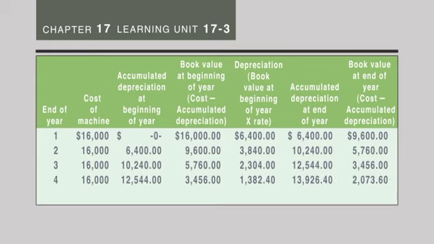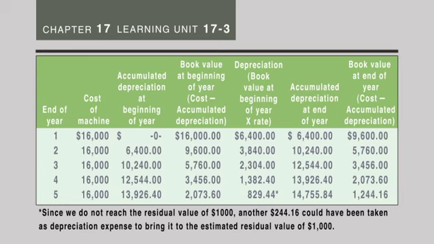In year 4, we still have the machine costing $16,000. We take the accumulated depreciation at the end of last year, which becomes the beginning, the $12,544. We take the book value of the previous year, $3,456. We multiply that times 40%, which equals $1,382.40. We then add that to the previous depreciation, and our new accumulated depreciation is $13,926.40, giving us now a new book value of $2,073.60.